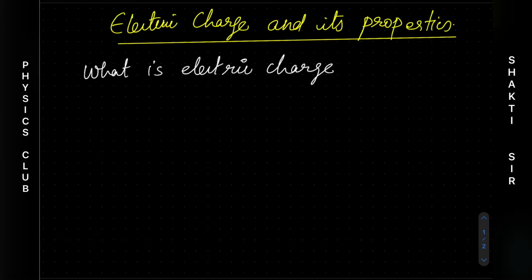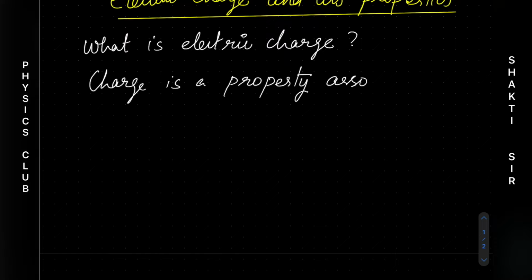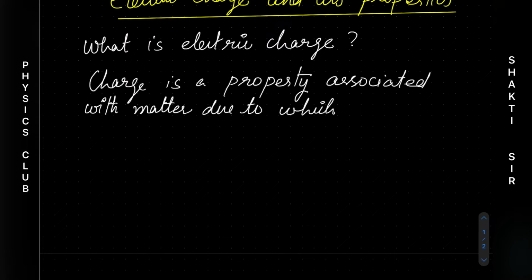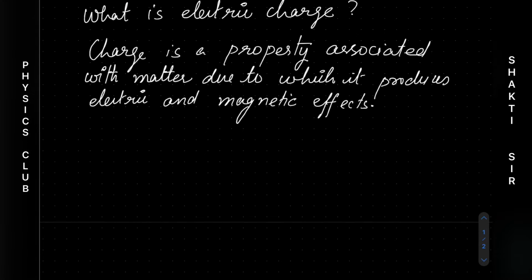So electric charge is nothing but the property associated with matter due to which it produces and experiences electric and magnetic effects. So due to charge we can see the electric effects as well as the magnetic effects in its surrounding. As we know, when the charge moves it produces electric current. So due to charge we have electric effects as well as magnetic effects. It's very important. Keep in mind this definition.